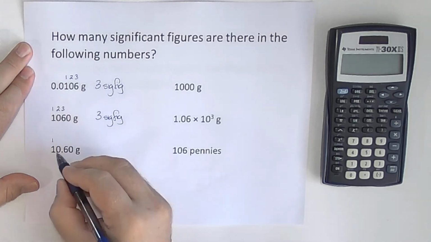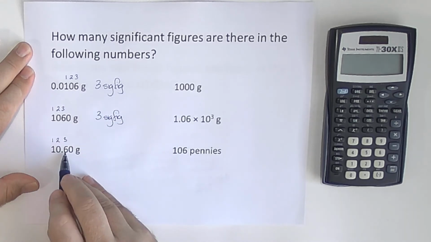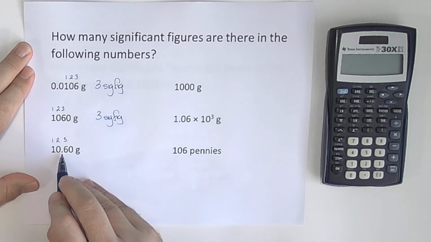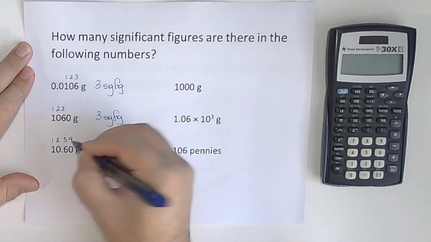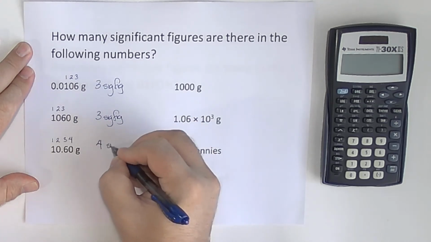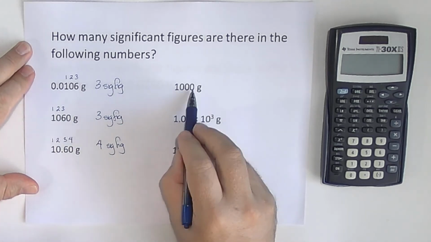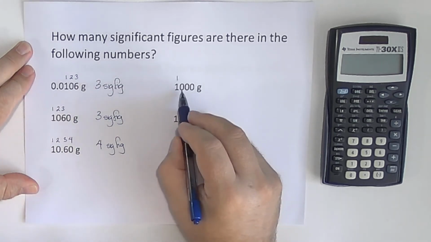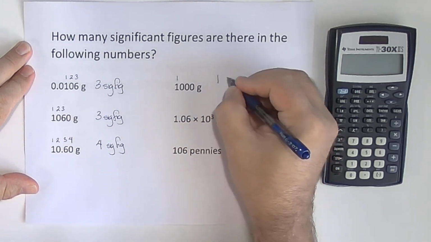First non-zero digit, 1. Interior 0, 2. The 6, a non-zero digit, is our third. This is a trailing zero, but now there's that decimal point. If there is a decimal point, you count trailing zeros. This one is 4 sig figs. Okay. So 1,000, first non-zero digit. These are trailing zeros. So no decimal point. They're not significant. This would be 1 sig fig.